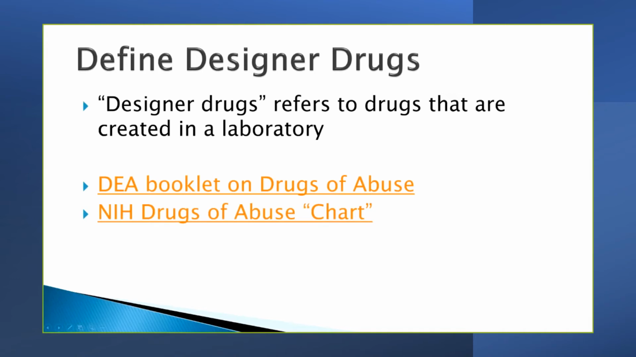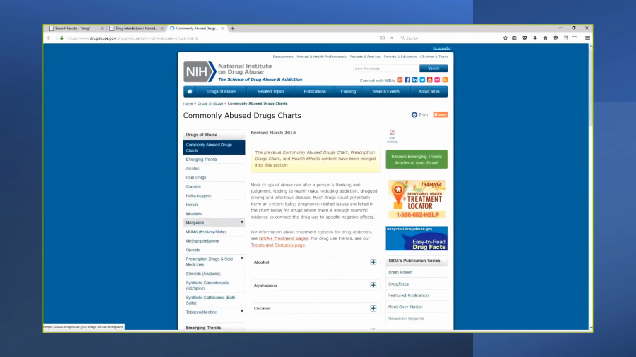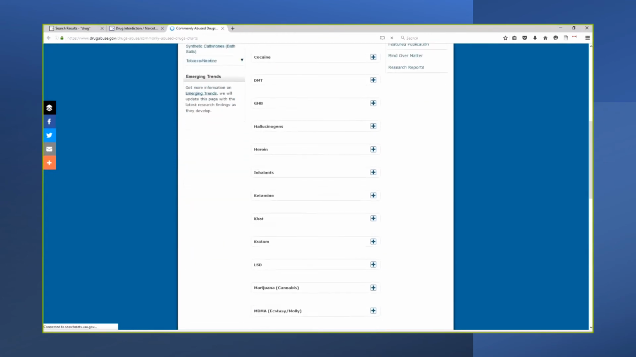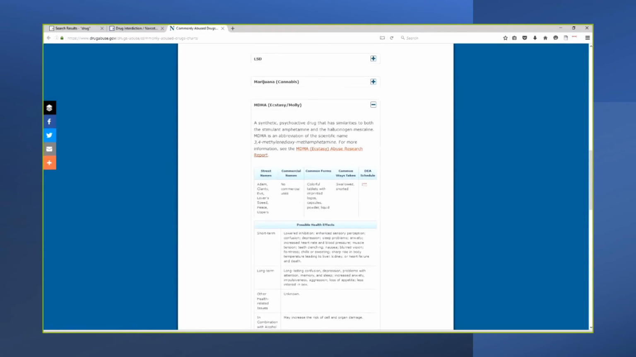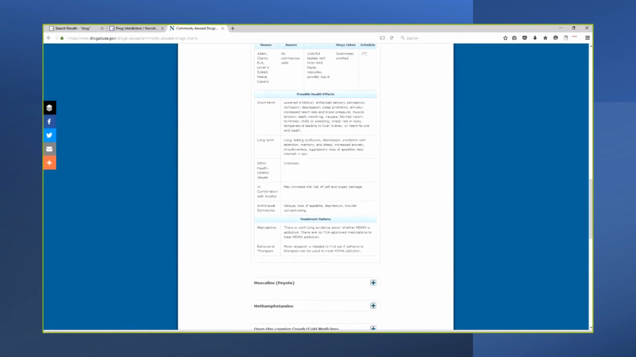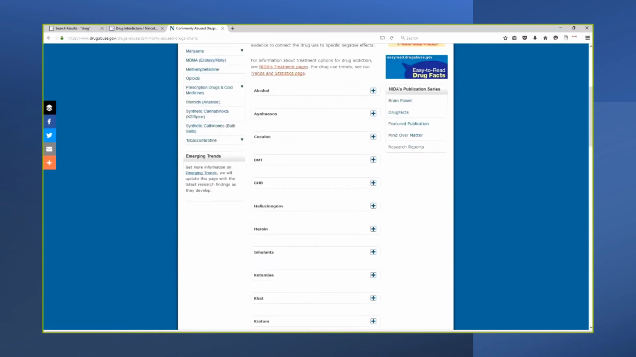The NIH drugs of abuse chart will pull up, and it's very similar. And you can do the drop down, and it tells you the street names, commercial names, common forms, common ways taken, and what DEA schedule it is. We don't really care about that at this point. We know that we really don't want our clients taking ecstasy. It also lists possible health effects and treatment options. If there are medication-assisted treatments available, they will be listed here.